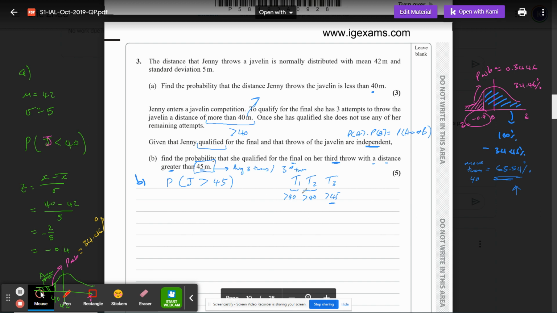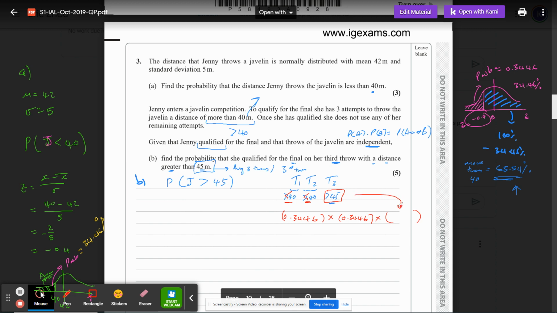If the first throw and the second throw are less than 40, then she has 3 attempts to throw more than 40. So we're saying that it's actually going to be less than 40. You're right, this is actually going to be less than 40 because she didn't get through. And then finally that. So we're going to have 0.3446 as the probability on the first throw, 0.3446 as the probability on the second throw.